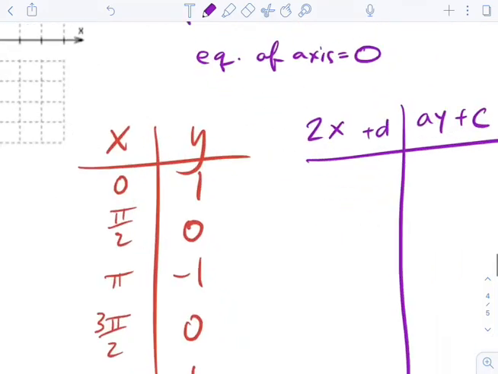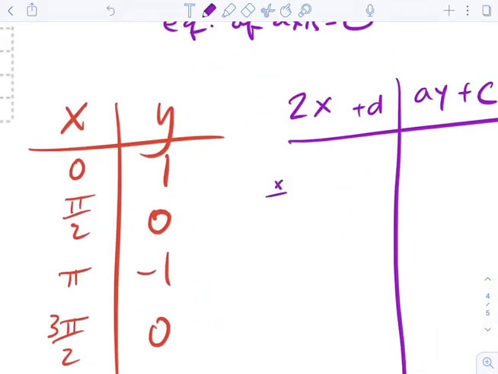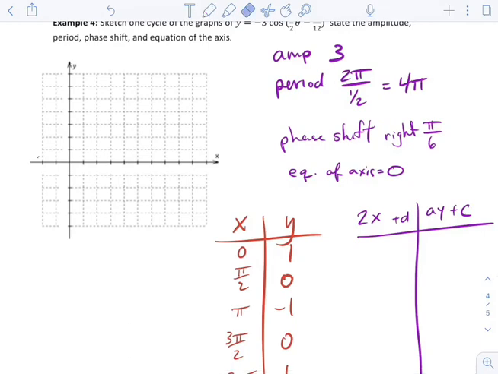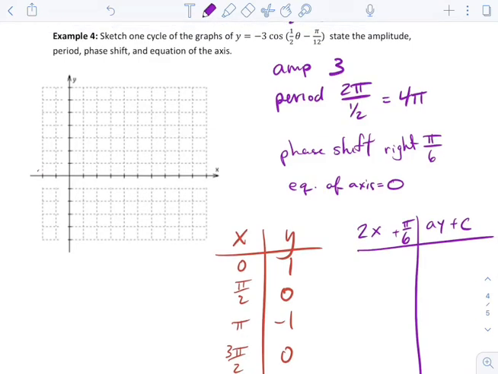Right, you might say why? Well, x divided by a half is the same thing as multiplying by its reciprocal, which is 2x. The d value in this case, we found out was pi over 6. So I'll put that in. The a value is -3 and c is 0. So multiply my y values by -3.